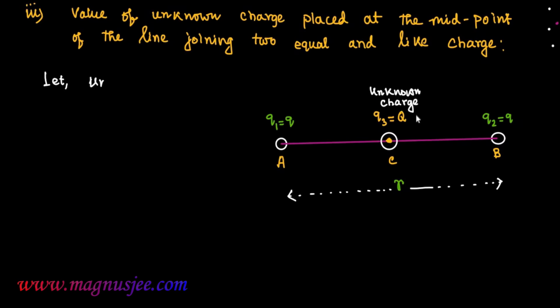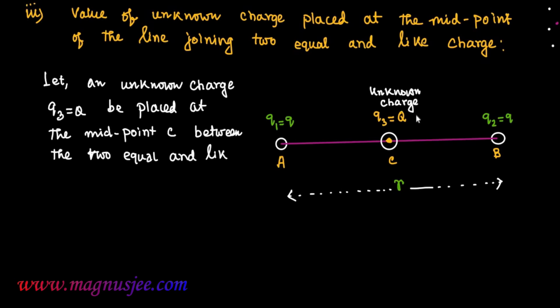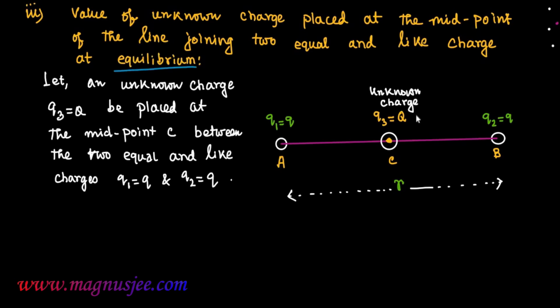Let an unknown charge Q3 equal to Q be placed at the midpoint C between the two equal and like charges Q1 equal to Q and Q2 equal to Q, which are placed at the points A and B. And we have to find the value of the unknown charge at equilibrium.